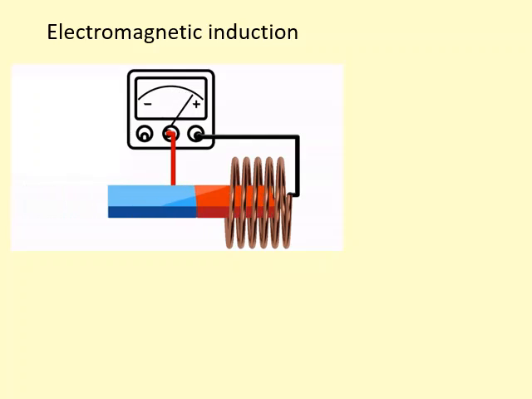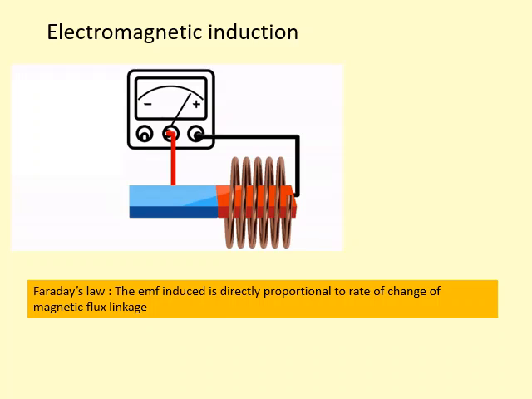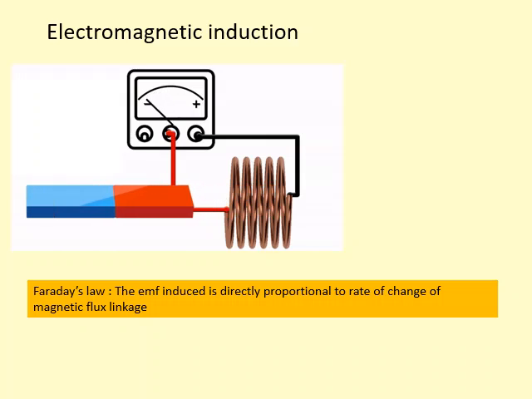Okay, here we have a magnet moving into a coil, and every time it moves into the coil you can see an EMF is induced, and when it moves out an EMF is also induced but in the opposite direction. So firstly, to figure out how much EMF is induced, we can use Faraday's law. Faraday's law says that the EMF induced is directly proportional to the rate of change in magnetic flux linkage.